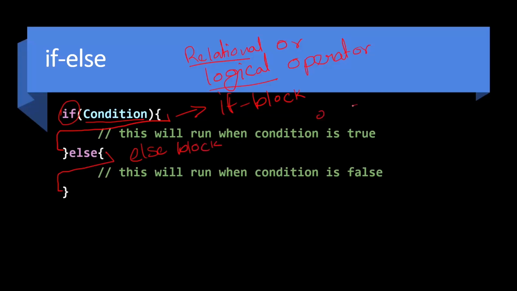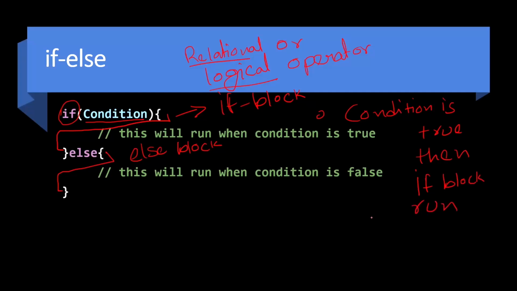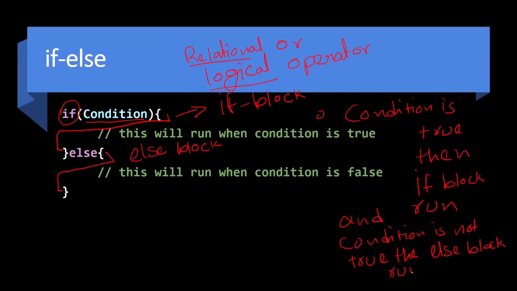If the condition is true, then the if block runs. And if the condition is not true, then the else block runs. But here, what is else?